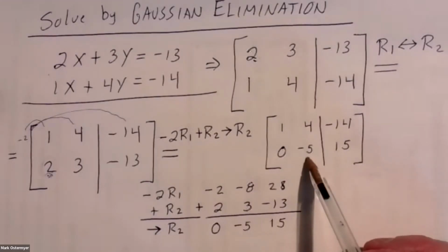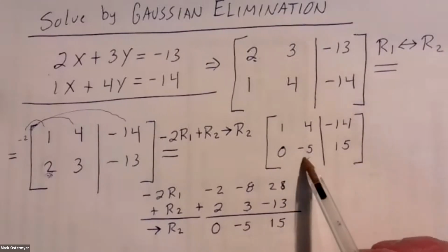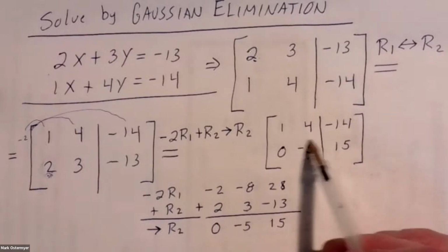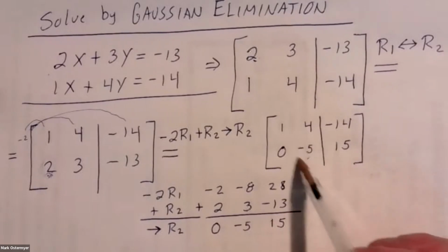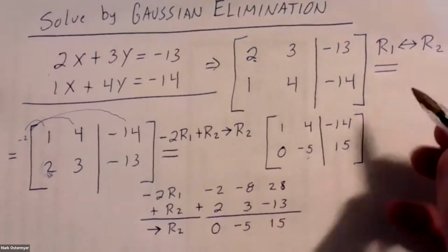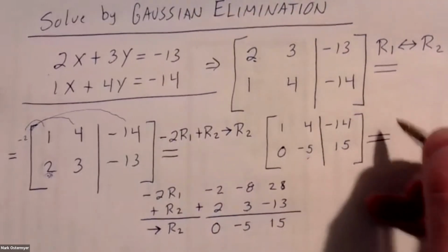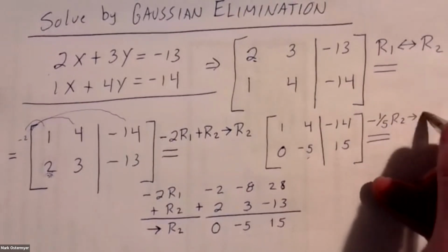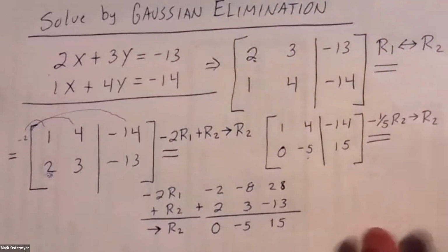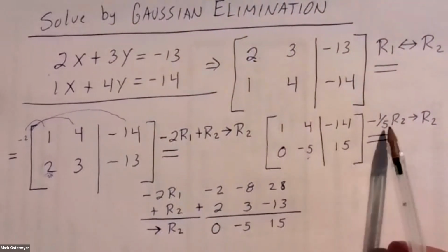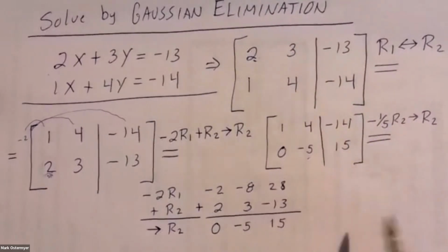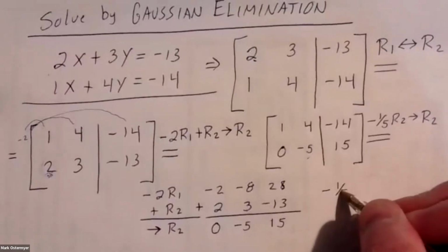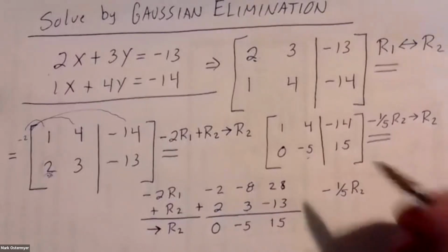I'll tell you what, why don't we just multiply the second row by the reciprocal of -5? What's the reciprocal of -5? -1/5. Let's multiply row 2 by -1/5 to form a new equivalent row 2. Remember, that's a valid elementary row operation. You can always multiply any row by a non-zero constant to form a new equivalent row. So we're going to multiply row 2 by -1/5.